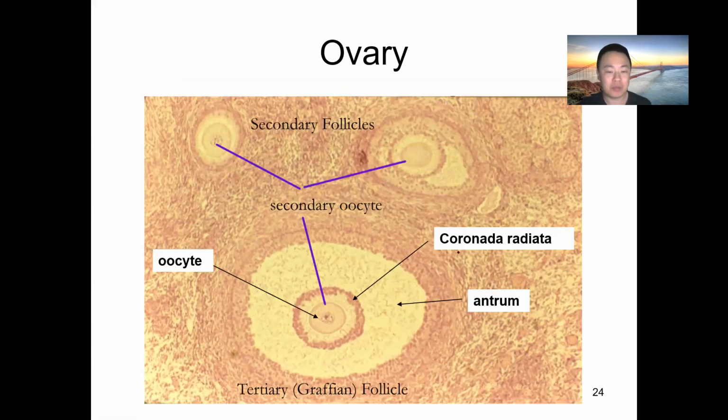Again, here's the ovary, another image of the tertiary Graafian follicle. You can see that we have the oocyte, we have the corona radiata, all the other structures that we've talked about.